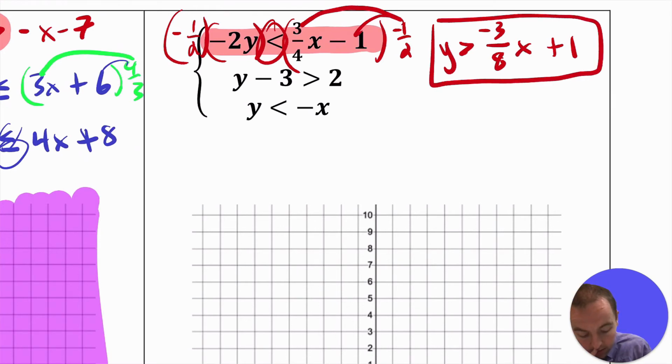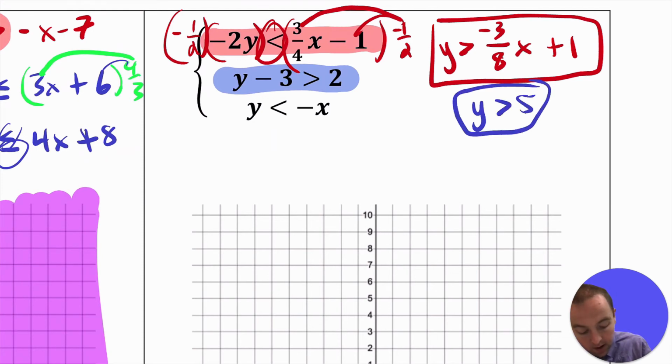With the second condition, let's do that in blue. Oh, that's pretty simple. I just need to add 3 to both sides. So y is going to be greater than 5. And then the last condition, let's go ahead and do that in yellow.